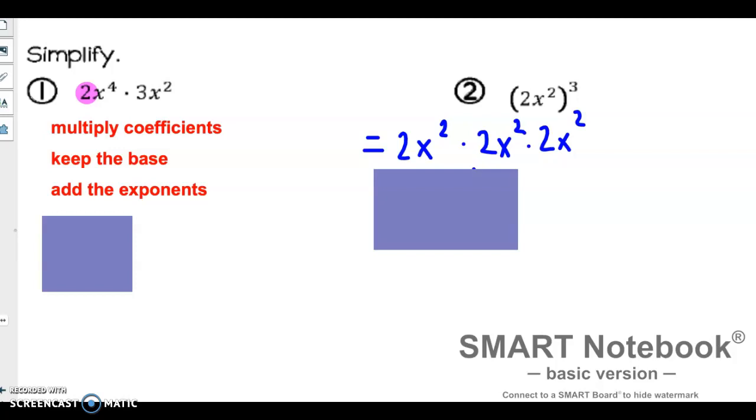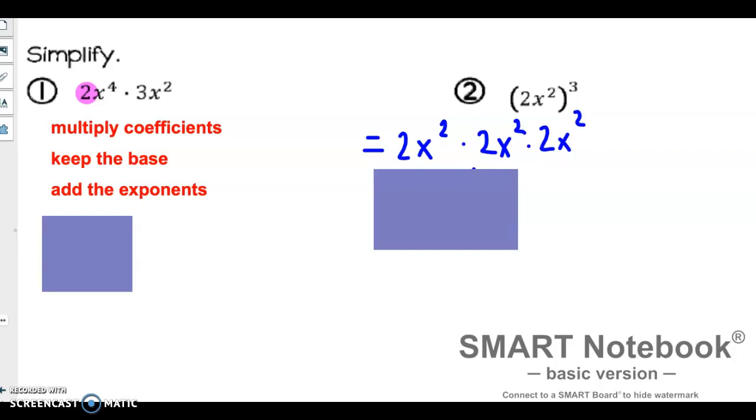All right, today we're going to simplify some exponential expressions. So number 1 says 2x raised to the 4th times 3x squared. We're going to simplify this expression using the rules of exponents that we've gone over. So here in red, I've just put a little bit of some steps that we're going to do.